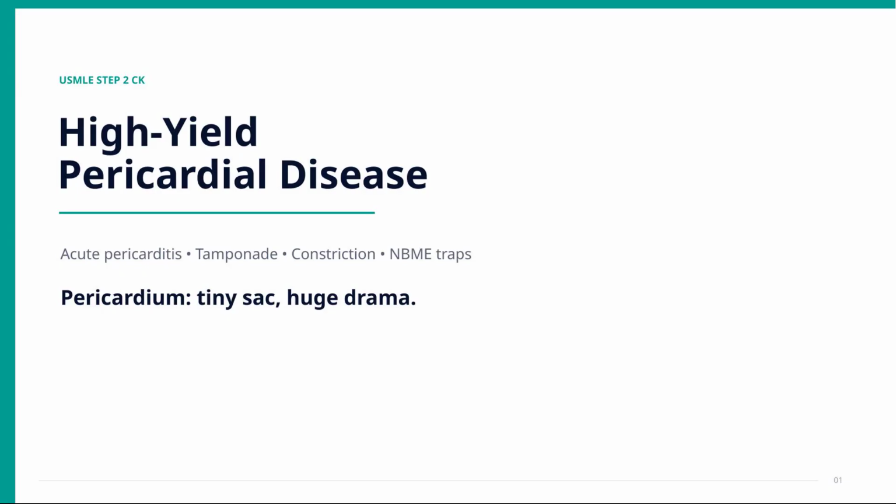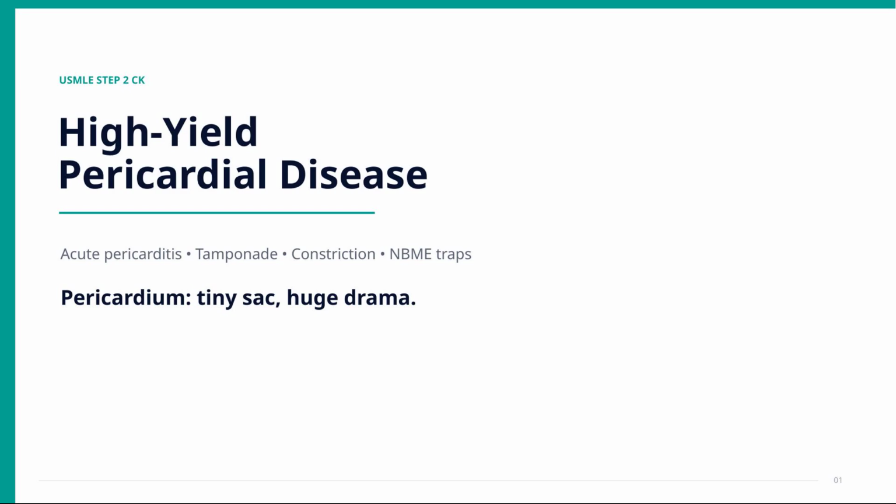I know, the pericardium doesn't exactly scream blockbuster, but trust me, this tiny 2-layer sac around your heart causes an enormous amount of chaos on Step 2. Chest pain, shock, silent fluid buildup, a heart wearing a straitjacket. This thing has range. Let's get into it.